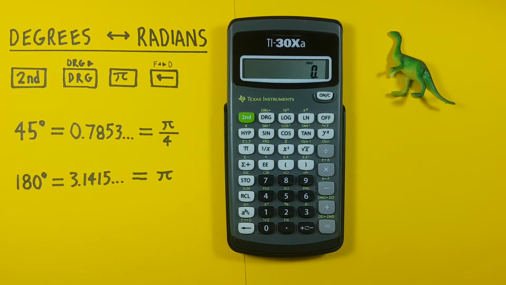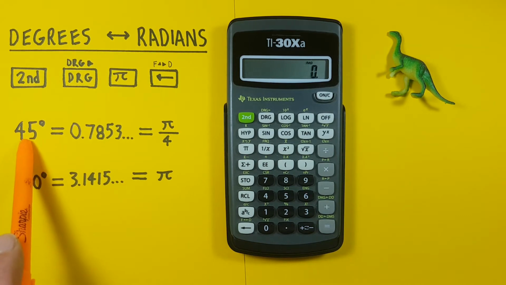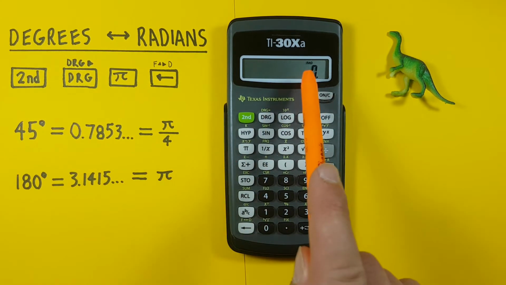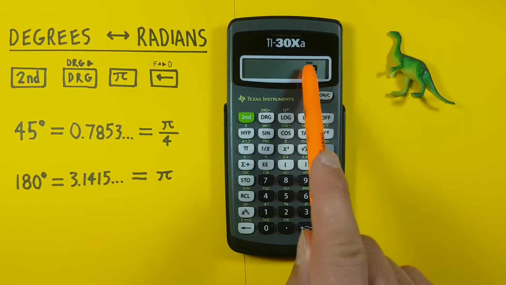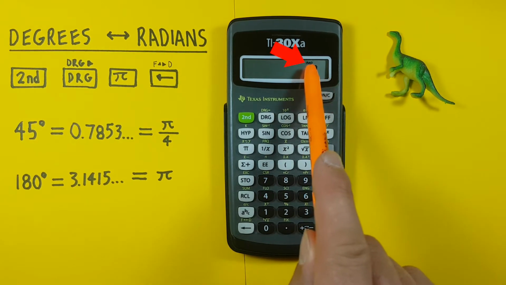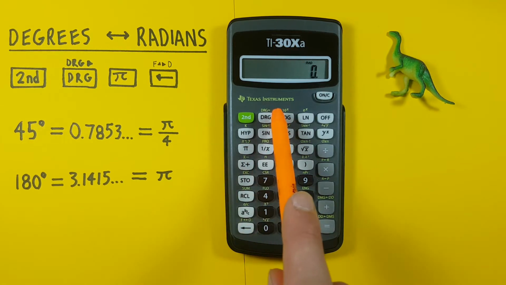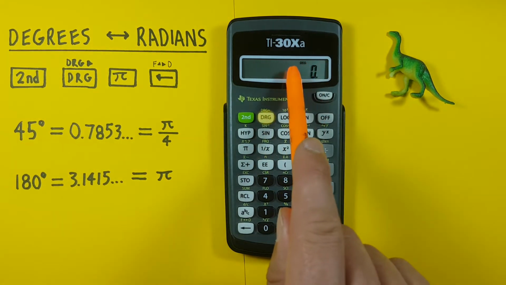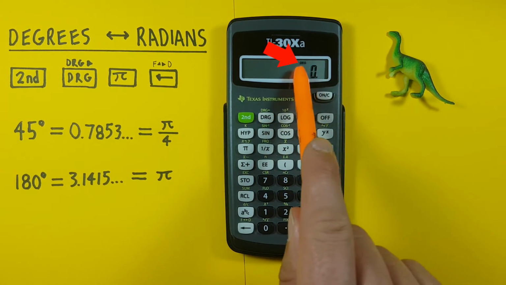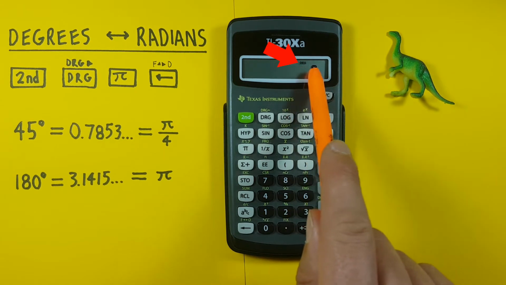The first thing we want to do is set our calculator to what we are entering. So if we're entering 45 degrees, we want to make sure we're set to degrees mode. You can see right now we're set to radians mode, and we can change this by pressing the DRG key once to get gradians, and then again to get degrees. See the DEG at the top there? That means we're in degrees mode.